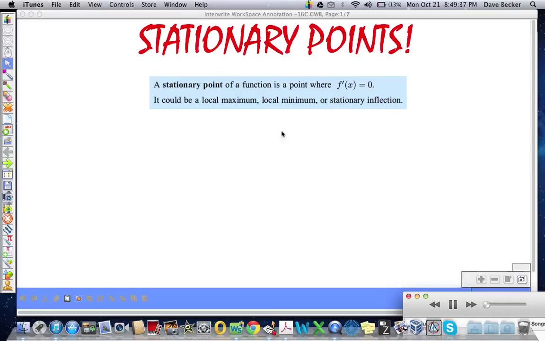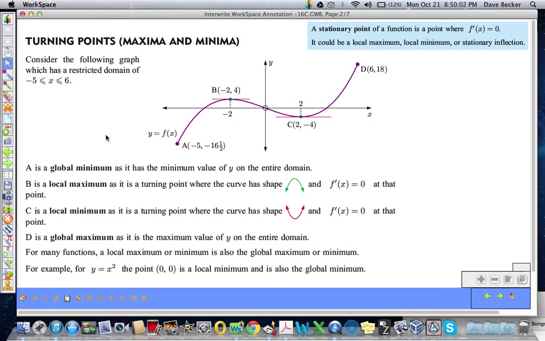And today we are talking about stationary points that appear on graphs. We have seen these, we just haven't really talked much about them and what they can tell us about the graph. A stationary point of a function is where the derivative is equal to 0. It can be a local maximum, a local minimum, or a stationary inflection, which I will refer to as a point of inflection. These are all called stationary points because they don't move.